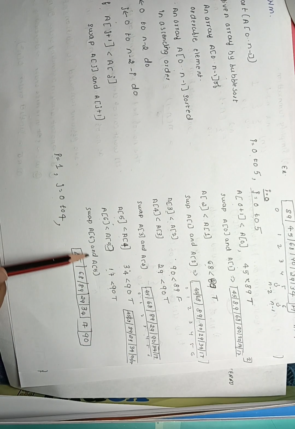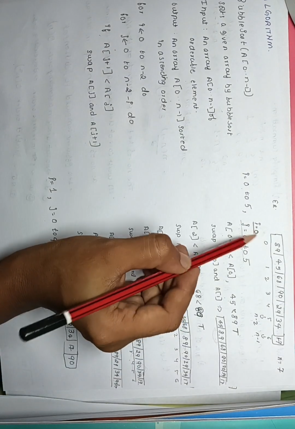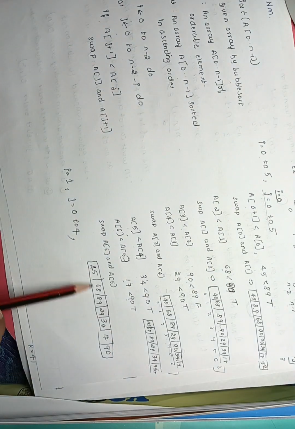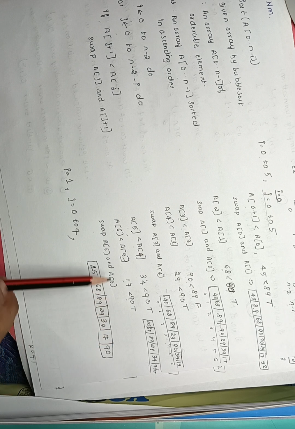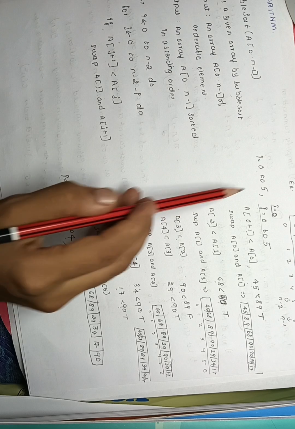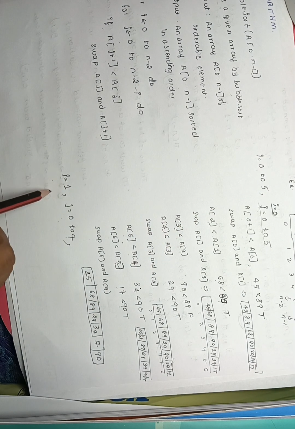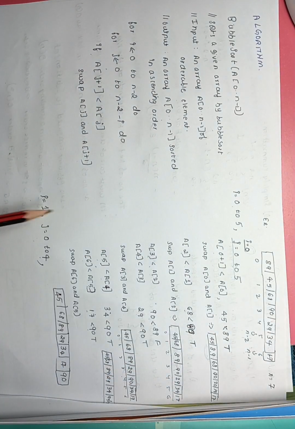Next swap A[6] and A[5], that is 17 and 90. For i equal to 0, we got 45, 68, 89, 29, 34, 17, 19. Next we have to check for i is 1 and j is 0 to 4. Like this way we have to do for i equal to 1, 2, 3, 4 and 5. After that we can say the array is sorted.